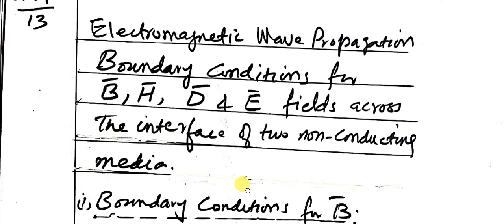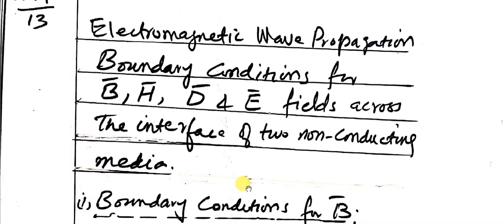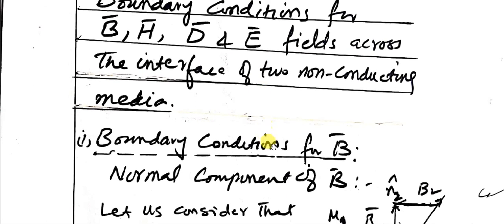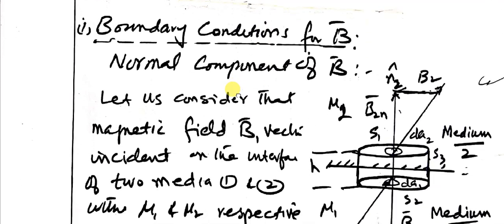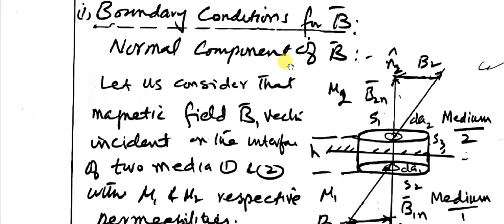So in this topic, we will be discussing the propagation of the wave. When an electromagnetic wave propagates from one medium to another, which boundary conditions are necessary for the continuity of those field vectors, that is the B, H, D and E field vectors, so that there is no discontinuity when they move from one medium to another. So we will be looking at that perspective.